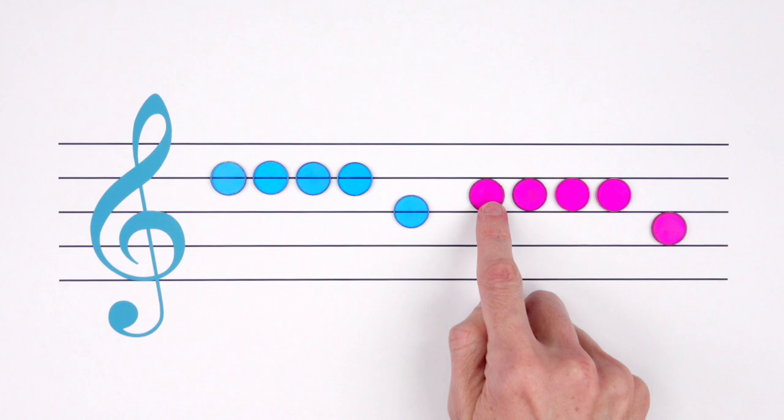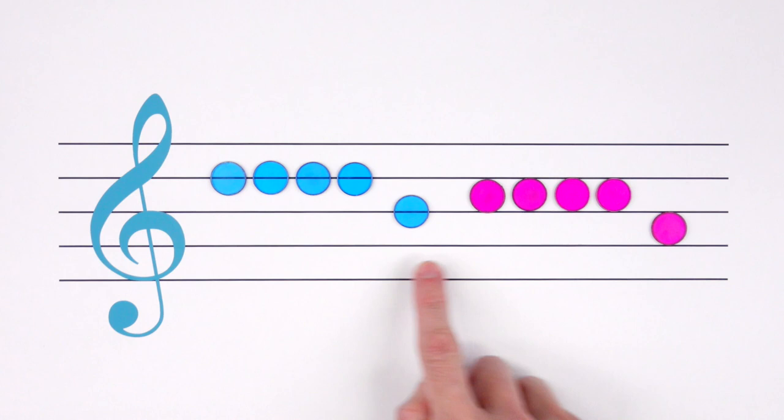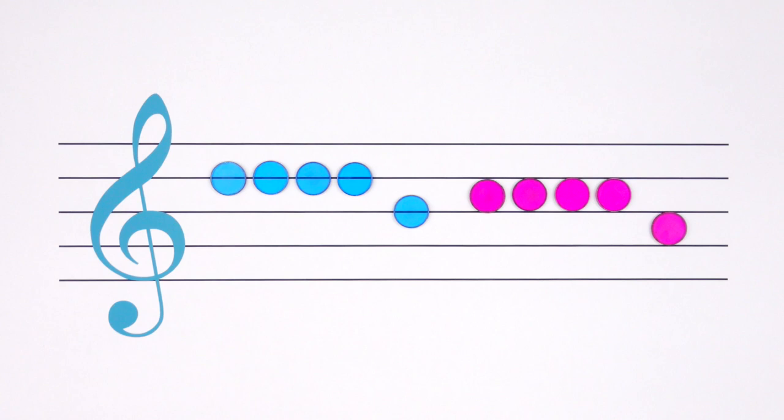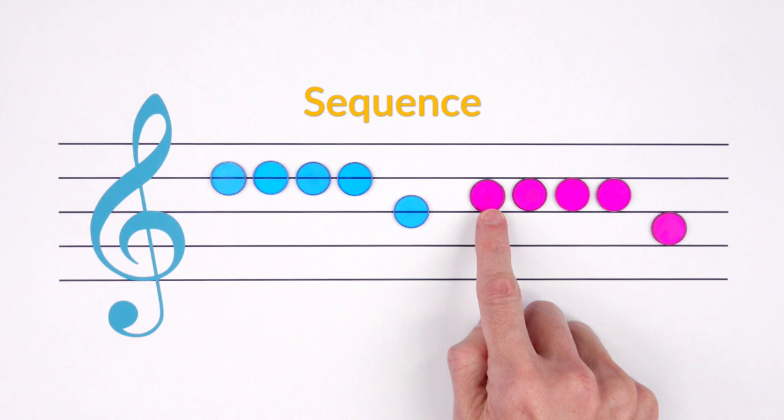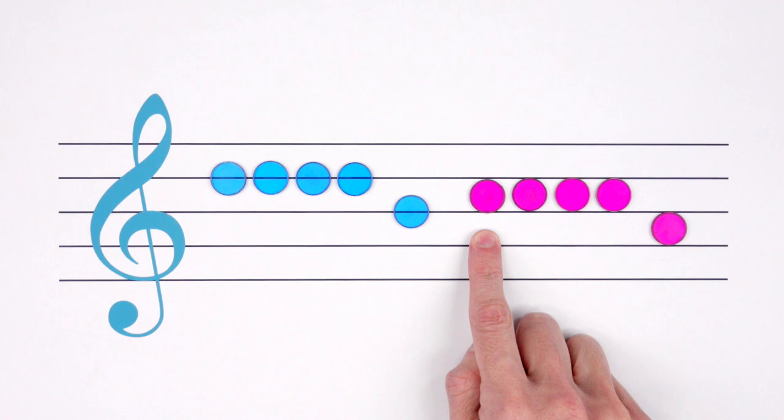In music, when you have the same pattern again, but starting a note lower or higher, that's called a sequence. So this makes a sequence. We have the same pattern again, but starting a step lower. Fa, fa, fa, fa, re. Now point and sing with me. Go. Fa, fa, fa, fa, re.